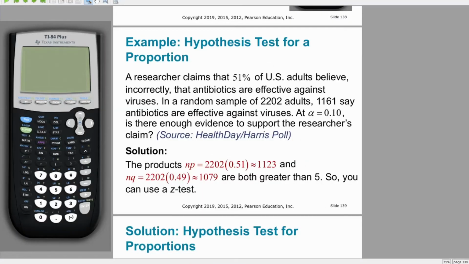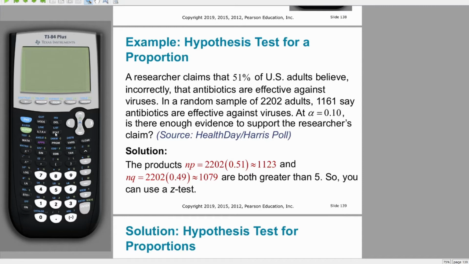For a similar example, we're going to look at a case where we have a claim that 51% of adults believe incorrectly that antibiotics are effective against viruses. We have a random sample of 2,202 adults, where 1161 say they are effective, and we're testing at a level alpha equals 10%.